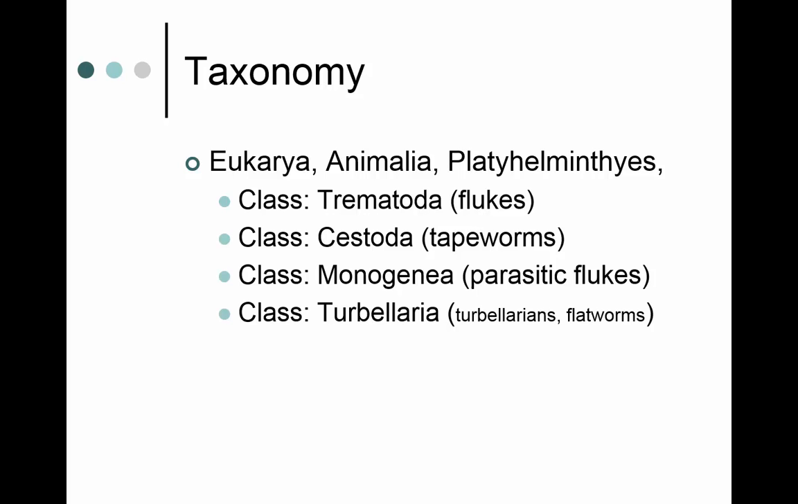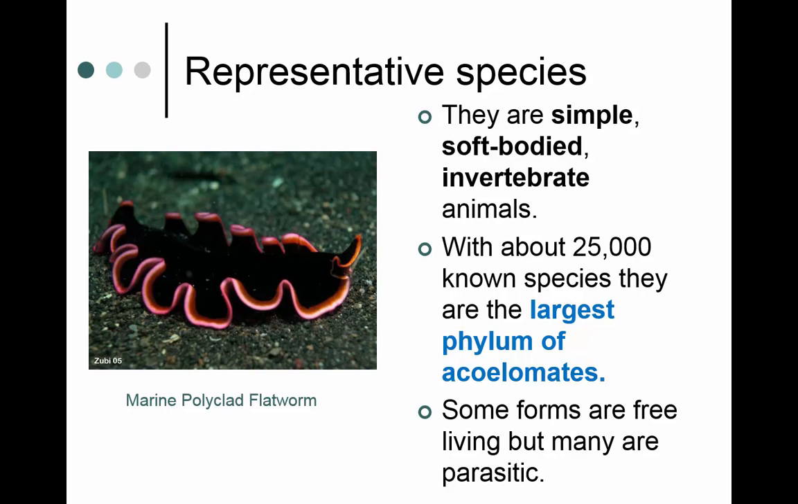We're looking at four classes: the flukes, which are class Trematoda; tapeworms, class Cestoda; class Monogenea, parasitic flukes; and class Turbellaria, the turbellarians and flatworms. They are simple, they have a soft body, and of course they're invertebrates. There are about 25,000 species.